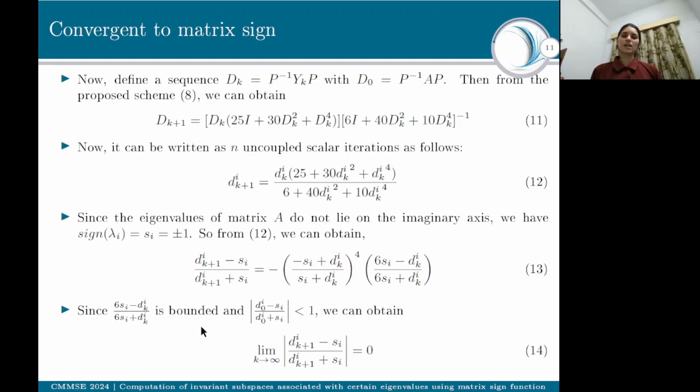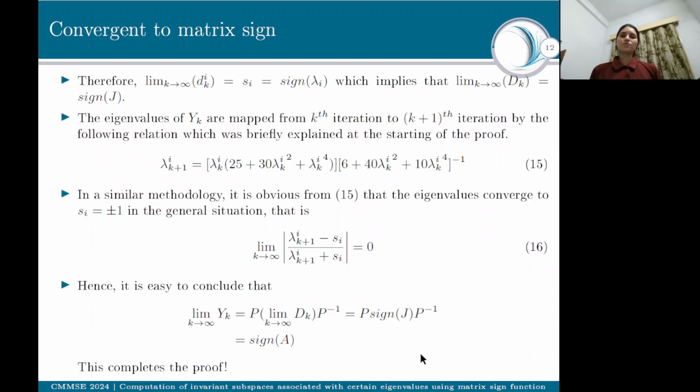Now we define a sequence dk given by P inverse YkP, where D0 is P inverse AP. Then we form equation 11 from the proposed method. Since this is in matrix form, we convert it to an uncoupled scalar iteration, which is given in equation 12. From here, we can easily conclude that (dk+1 − σi)/(dk+1 + σi) can be written as in equation 13. So we get that the limit of this value will approach 0.